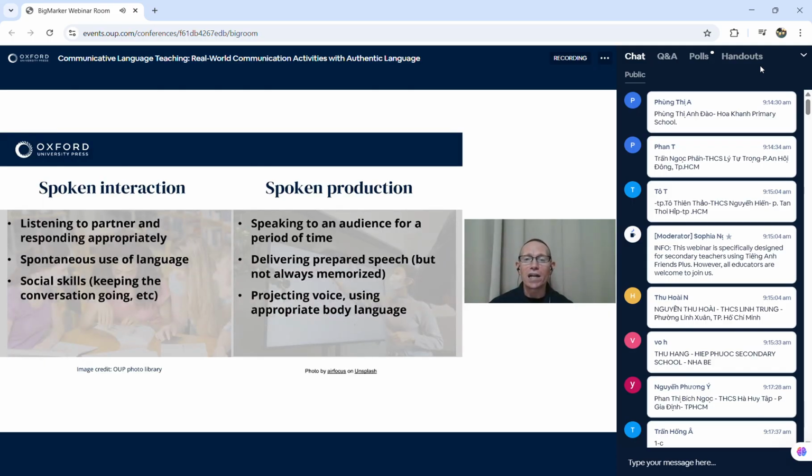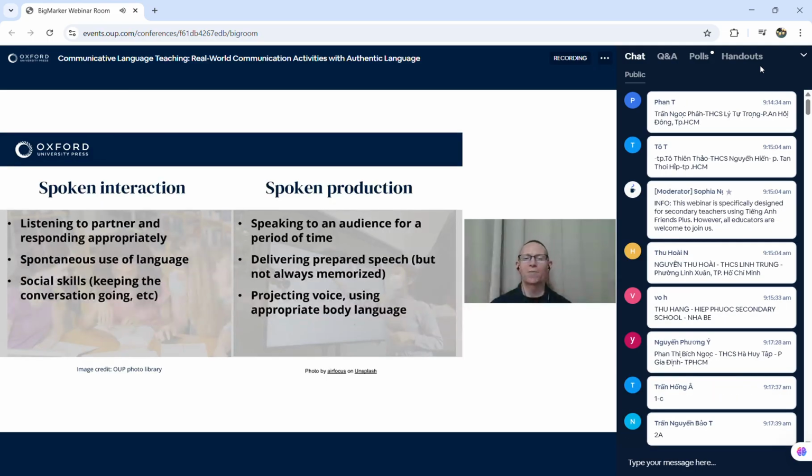And developing a prepared speech, not always memorized. So for the presentation practice, I showed how students would make notes and then give their speech based on those notes. And we talked a bit there about tone of voice and intonation. That's very useful for projecting your voice. And we could also talk about using appropriate body language as students practice those presentations. So we had activities there for both spoken interaction and spoken production.